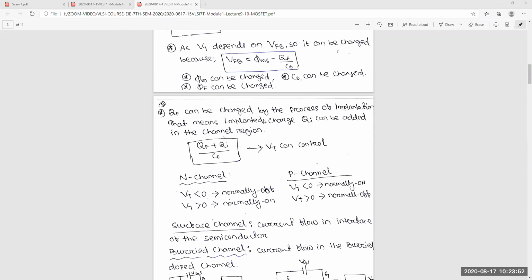So here, for N channel, VT greater than 0 means it's normally off, and VT less than 0 means it's normally on. For P channel, VT less than 0 is normally on, and VT greater than 0 is normally off. I think you have clearly understood this.